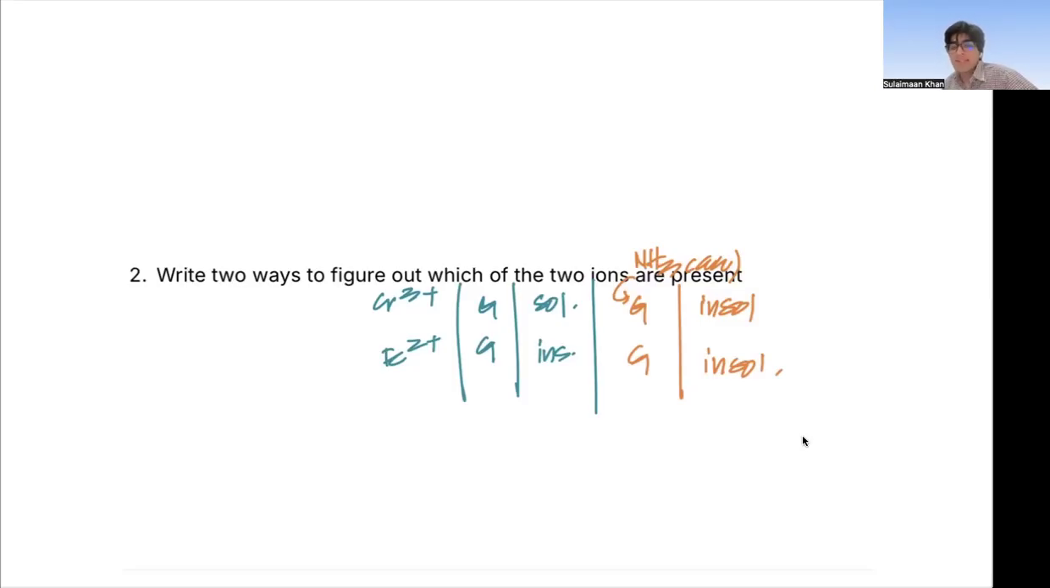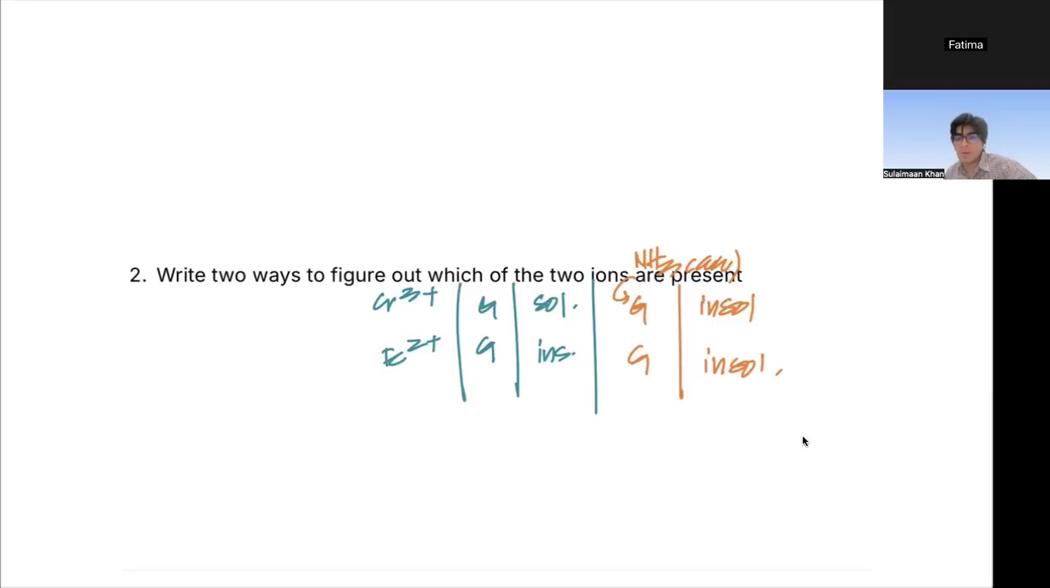Actually, tests for gases haven't been tested in a long time, so also know the test for gases. Chlorine bleaches damp litmus paper and whatnot.